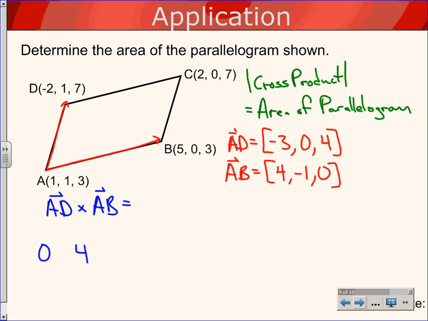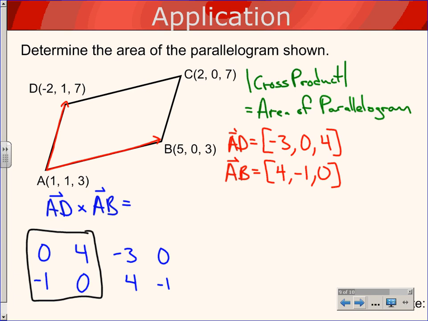So remember, start with the second component. So 0, 4, -3, and then repeat the 0. Second vector was -1, 0, 4, and then -1. And I'll put the box in there again. Hopefully that helps a little bit.